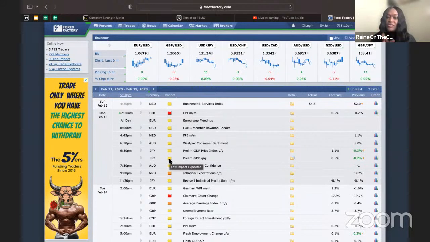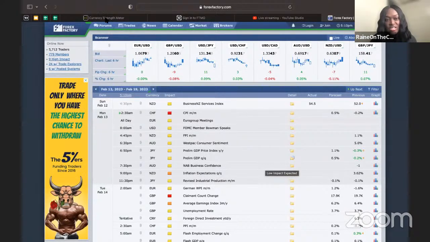So yellow folders, I'm not worried. Orange folders, I'm going to reduce my risk. Red folders, I typically stay away. We know that that's Alethea's mantra, right? Stay away from those things. But it's Sunday and there's nothing going on right now. So, Forex Factory, that's step one.